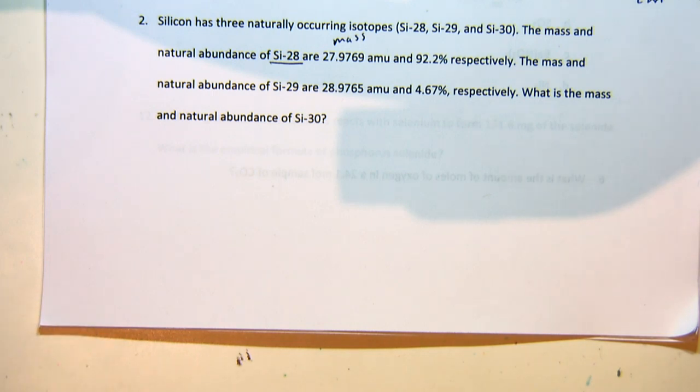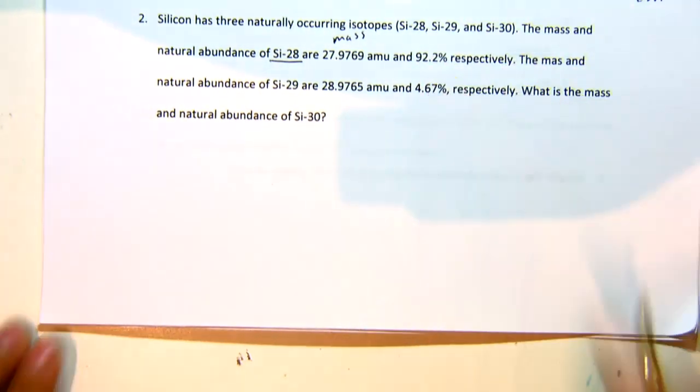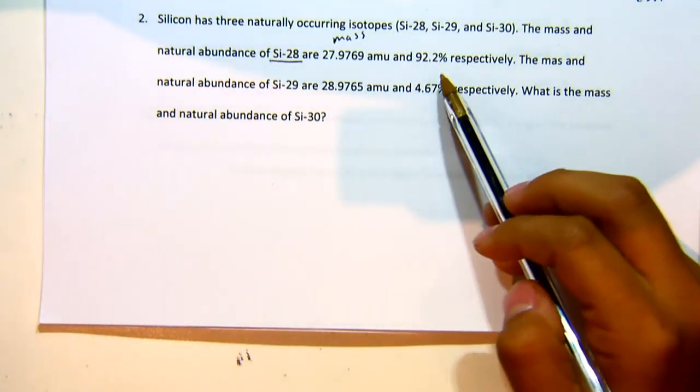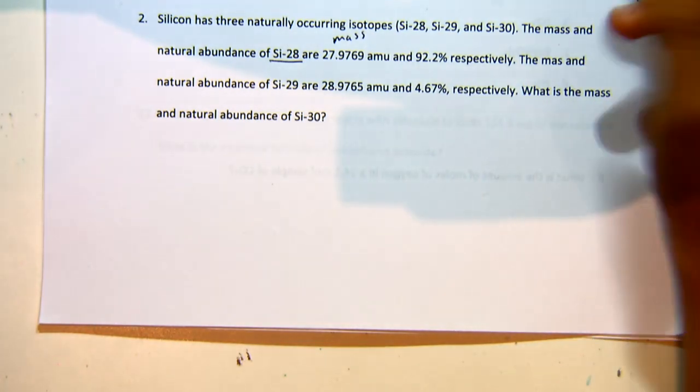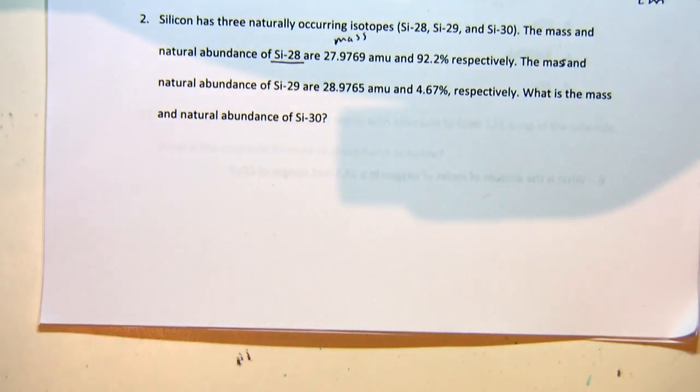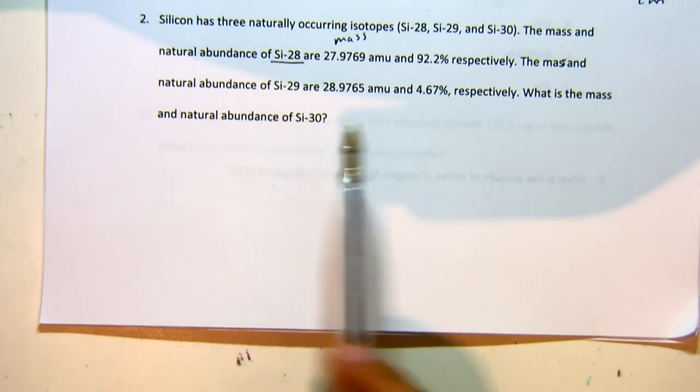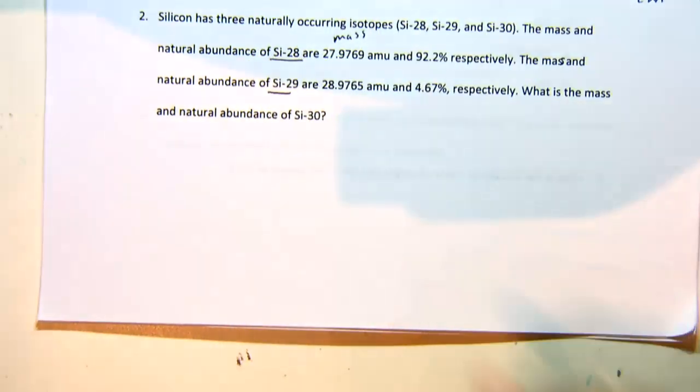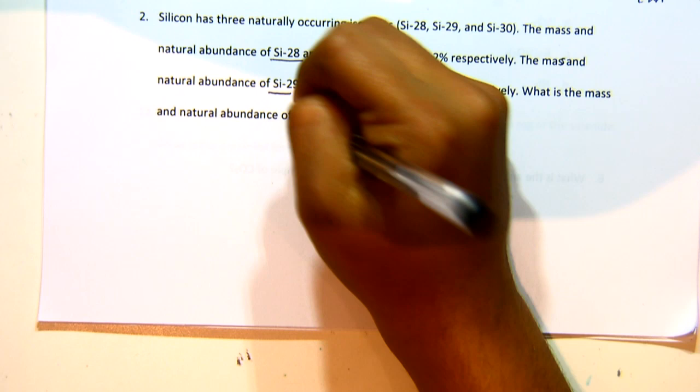Great. And then it gave us the percentage that is found, 92.2% respectively. And it says the mass and natural abundance of Si29 are 28.9765 mu and 4.67% respectively. What is the mass and natural abundance of the isotope that we don't have the information for?